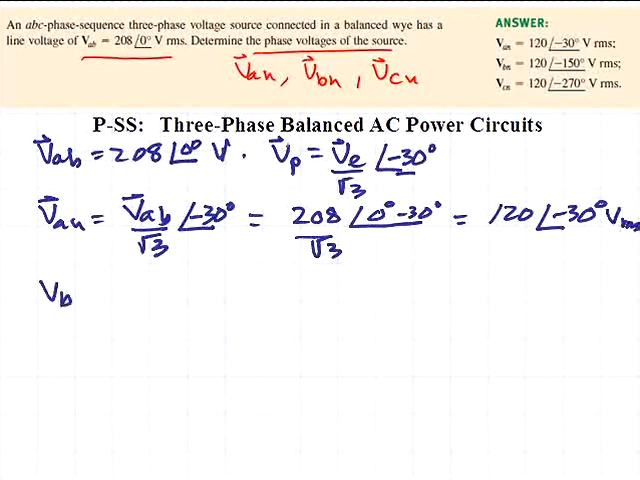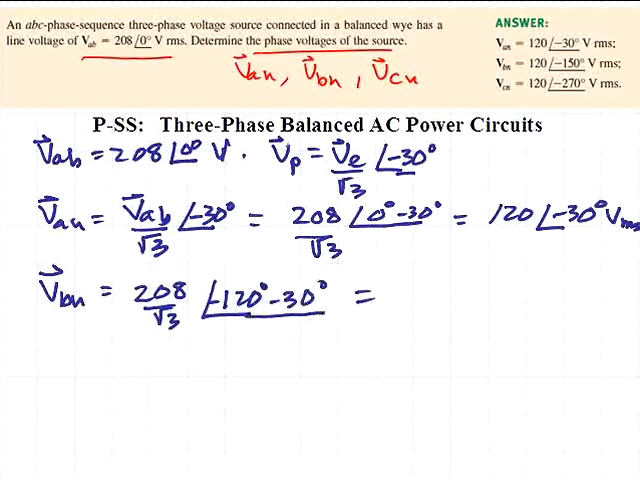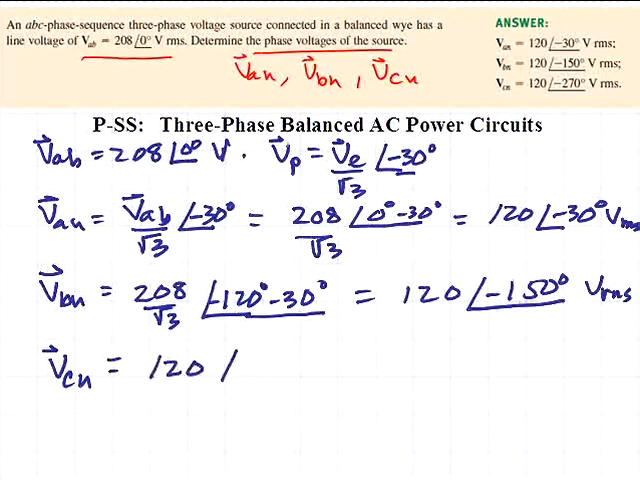Then similarly, we would say that VBN is equal to the 208 volts divided by the square root of 3 at an angle of minus 120 degrees minus 30 degrees, and that would equal 120 at an angle of minus 150 degrees volts RMS.